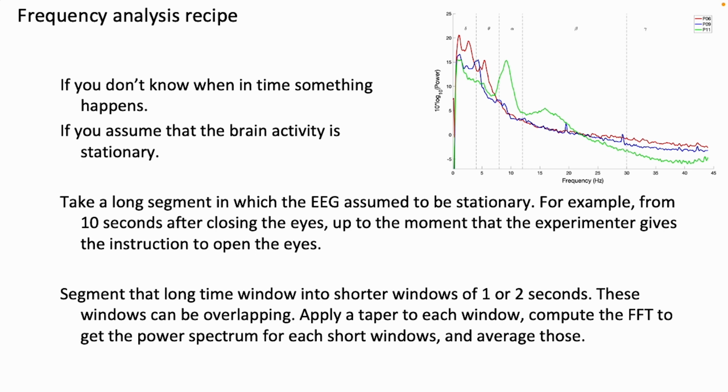So we take that window, which might be 5 or 10 minutes long, and then we segment that into shorter time windows of, let's say, 1 or 2 seconds each. And these windows can be overlapping. We then apply a taper to each of those windows. We compute the fast Fourier transform to get the power spectrum, and we average. It's a pretty simple recipe. So frequency analysis, in a way, is much simpler to do than ERP analysis.